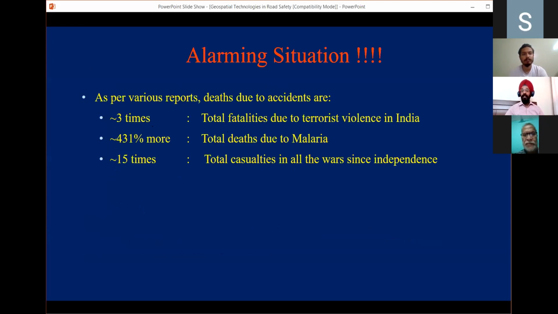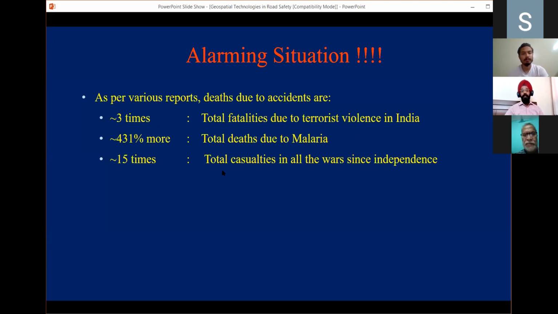Every day we hear that there are a number of road accidents and fatalities, but you must be surprised to know that this is more than 3 times the total fatalities due to terrorist violence. And this is 431% more than the total due to malaria even. This is astonishing, and an alarming situation.